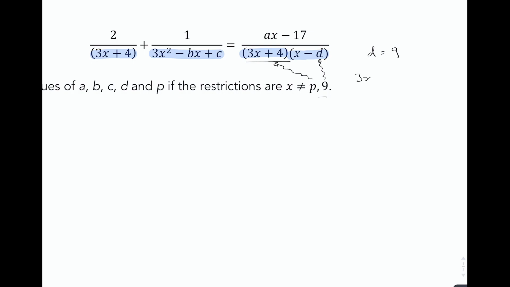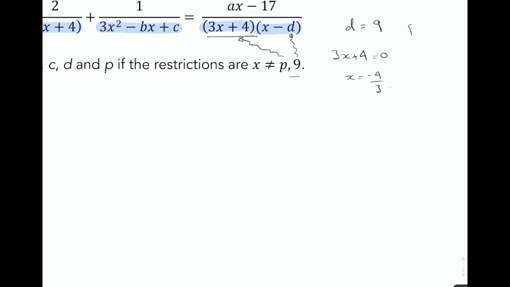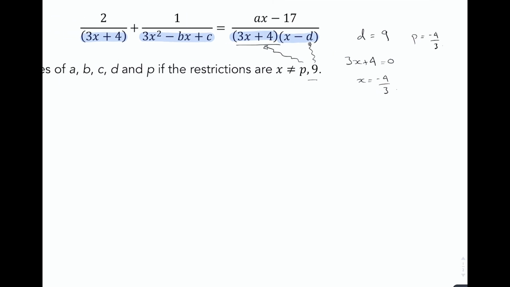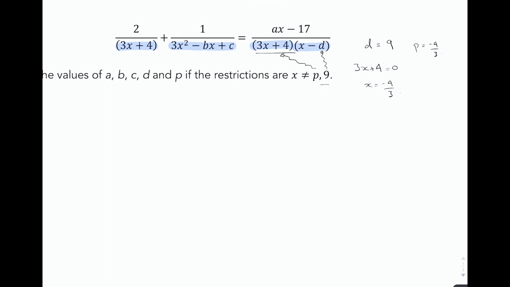So I get 3x plus 4 equals 0. That's when the value will be 0. And I end up with x equals negative 4 over 3. So I think it's reasonable at this stage to say, okay, let p equal negative 4 over 3. And those are our two restrictions. So we have a value for d and a value for p. And now we're going to get on to this stuff here.